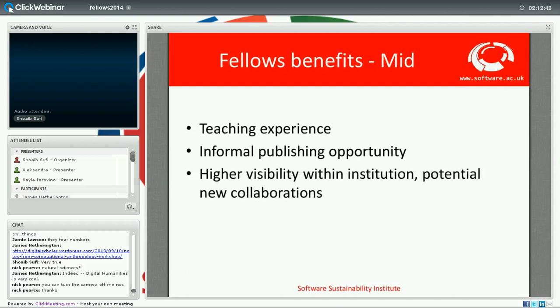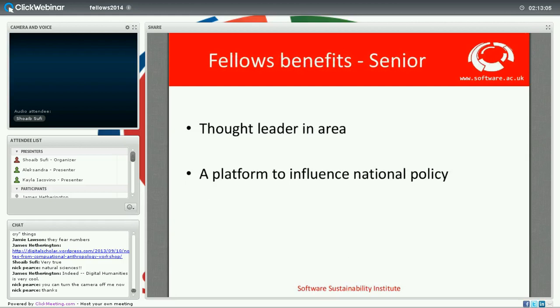In terms of mid-career, it gives some teaching experience, publishing opportunities, and a higher visibility is possible with your institute, and potentially coming in contact with new collaborators also. And for the senior person, if you've ever had a concern around software and research, it allows you to be more of a thought leader in your area, and it also gives you a platform to influence policy, because we do have contact with people who set policy. We could help you be a conduit to actual real influence.